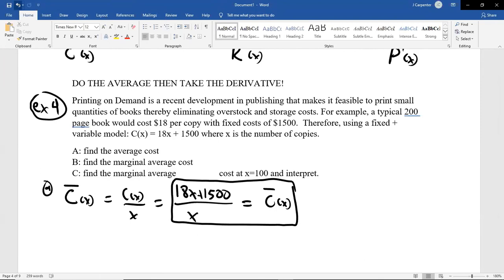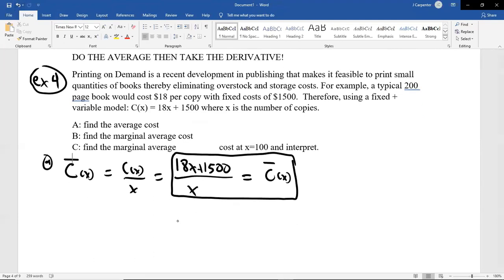If you produced 1 unit, then your average cost would be $1,518. So it's costing you $1,518 to make 1 unit. If you produce 2 units, 2 times 18 is 36. 36 plus 1,500 is 1,536. And then the bottom's 2. So what's that? 1,536, half of that would be 768. So it would cost you on average $1,518 to make 1 unit, but it only costs you $768 to make 2 units. And that's because as you make more and more units, that fixed cost has a less and less effect on the average cost.